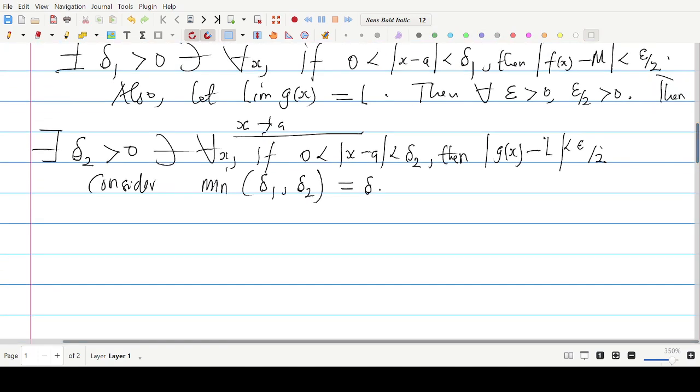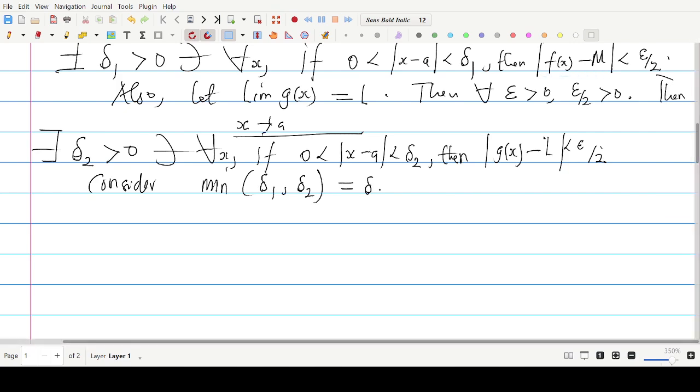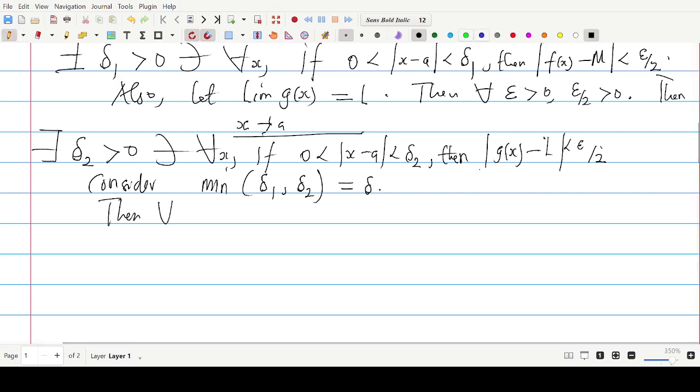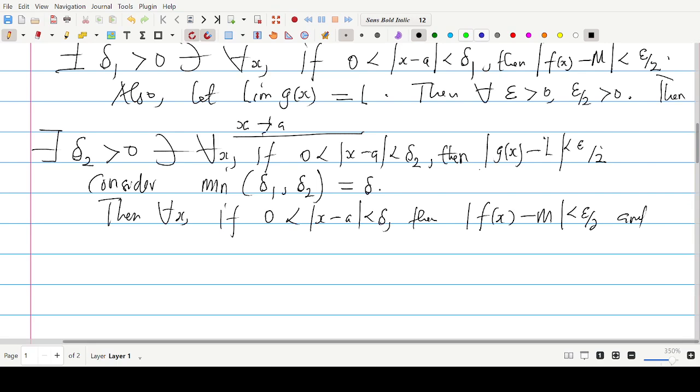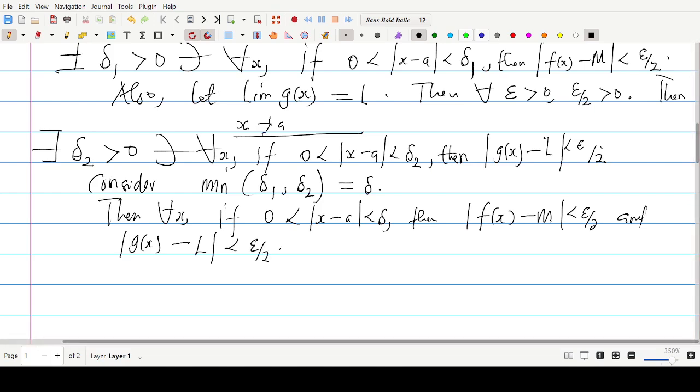So as I was saying, this delta condition over here will guarantee the truth of these two epsilon conditions, this and this. All right. So in that case, we can say then for all x, if 0 is less than the modulus of x minus a, less than delta, then we have that the epsilon conditions are true. Can you see that? That's the case because we are taking the minimum of delta sub 1 and delta sub 2. So this will be the case.